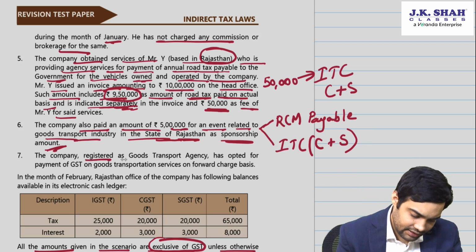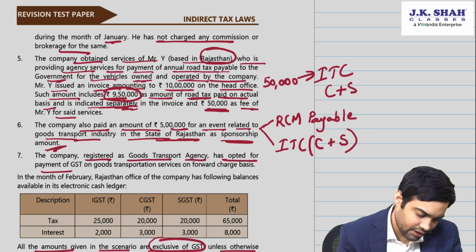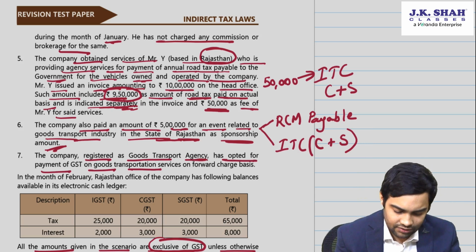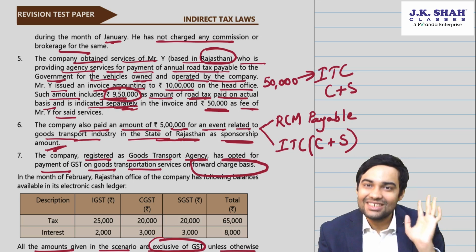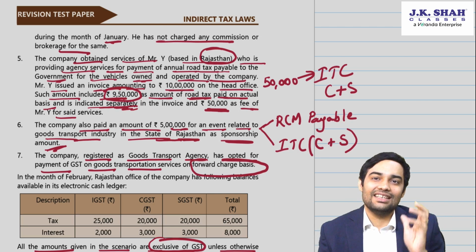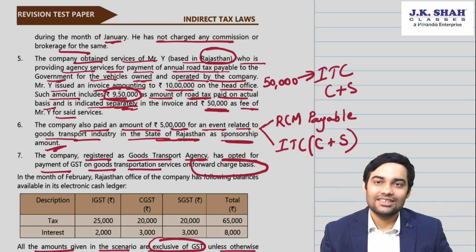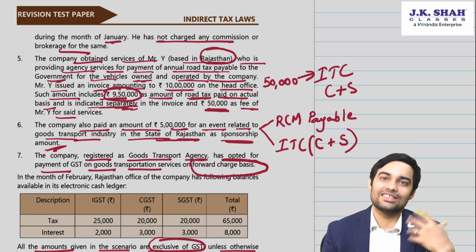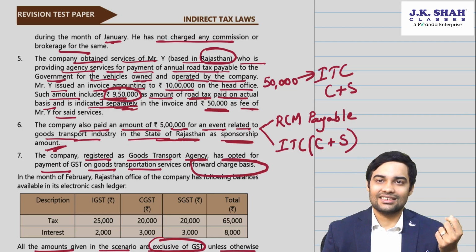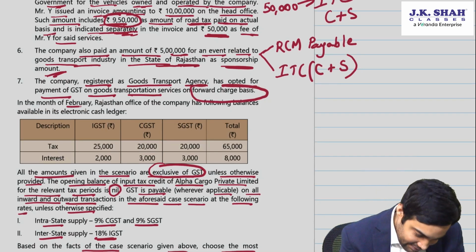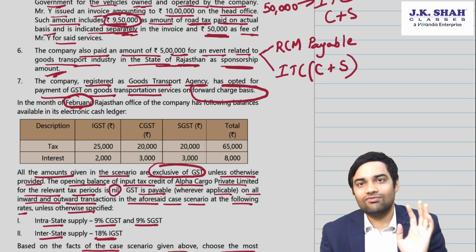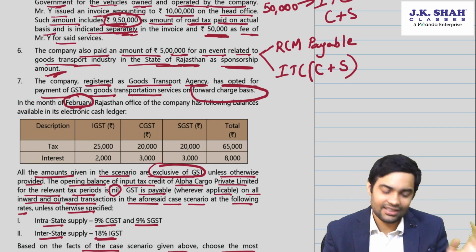Then company registered as goods transport agency has opted for payment of GST on goods transport service on forward charge basis. I told you somewhere there might be this assumption or this line saying that it would be covered under forward charge. Even otherwise, if we are computing output ITC, if nothing was mentioned, we would have assumed that they are discharging tax under forward charge. Okay, then in the month of February, not Jan, we don't have to do an end of Jan calculation because February figures are already given.